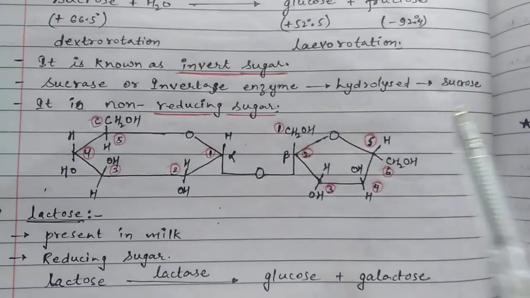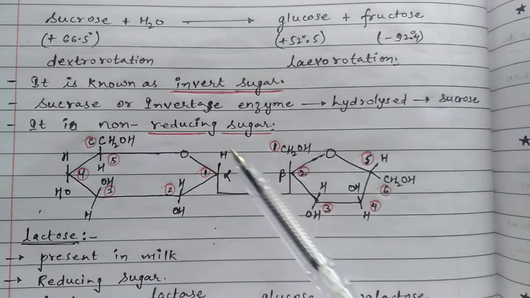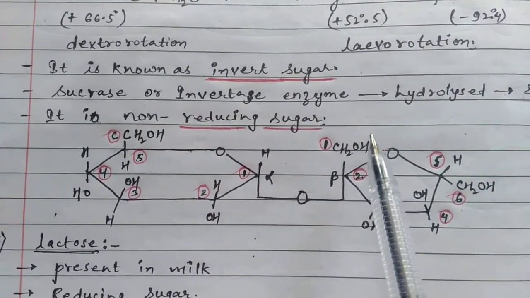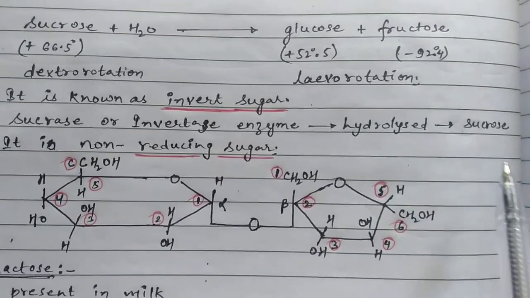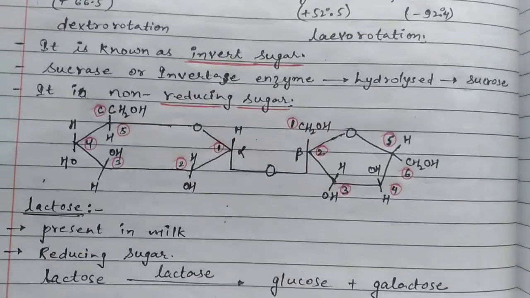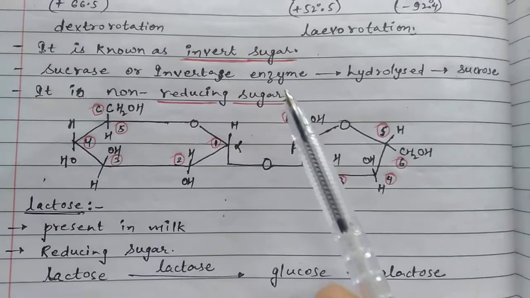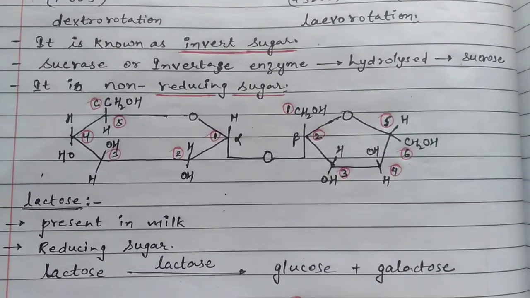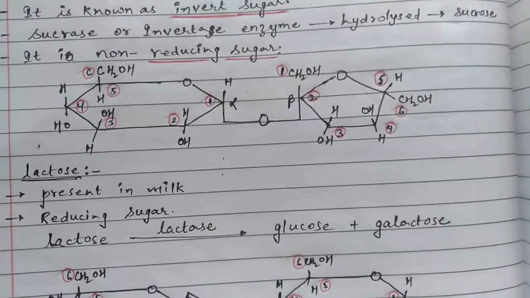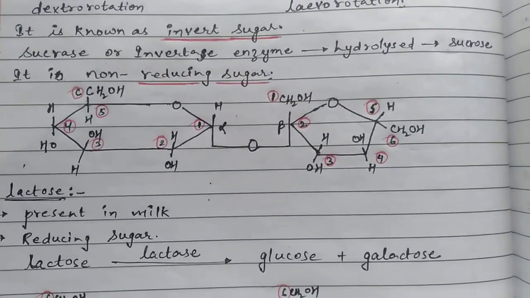Then, students, we will talk about the enzyme. What kind of enzyme can break down the sucrose? The sucrase enzyme and the invertase enzyme, both enzymes can hydrolyze sucrose into glucose and fructose. Then, students, this is a non-reducing sugar. Why is it a non-reducing sugar? Because it cannot reduce Fehling and Tollens reagent. And why can it not reduce the Tollens and Fehling reagent?